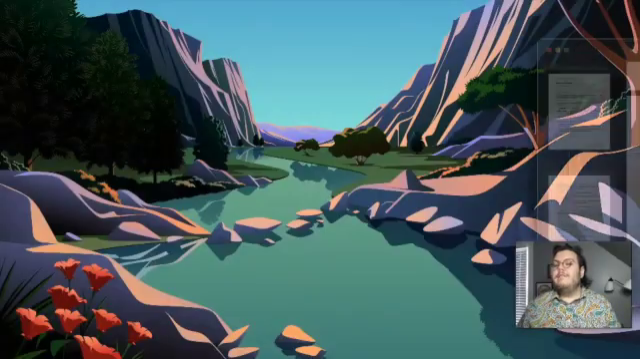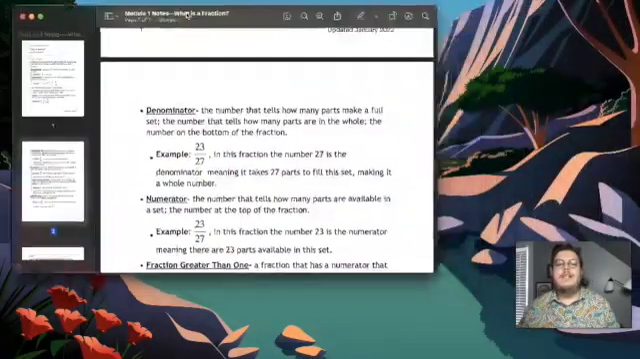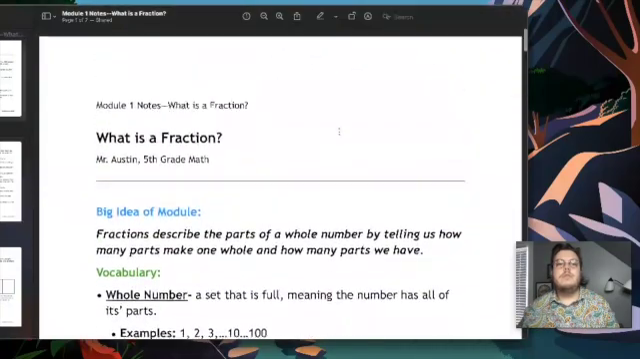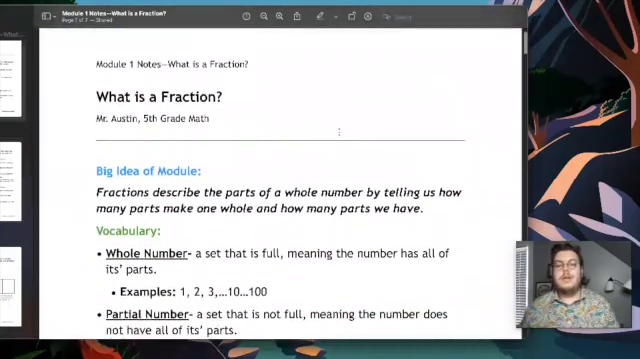In your Canvas module, you should have a document called Module 1 Notes, What is a Fraction? If you are working on an iPad, you will want to save this document to your files. I'd like you to have made a file called Math Notes, so save it to your Math Notes file in the Files app. If you're working on a Chromebook, we will have created a desktop folder called Math Notes. Save this to your Math Notes as well. So here we go. What is a fraction?